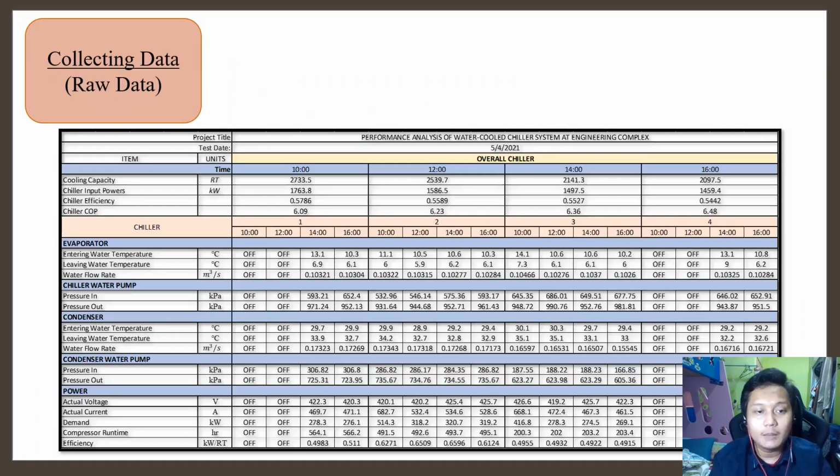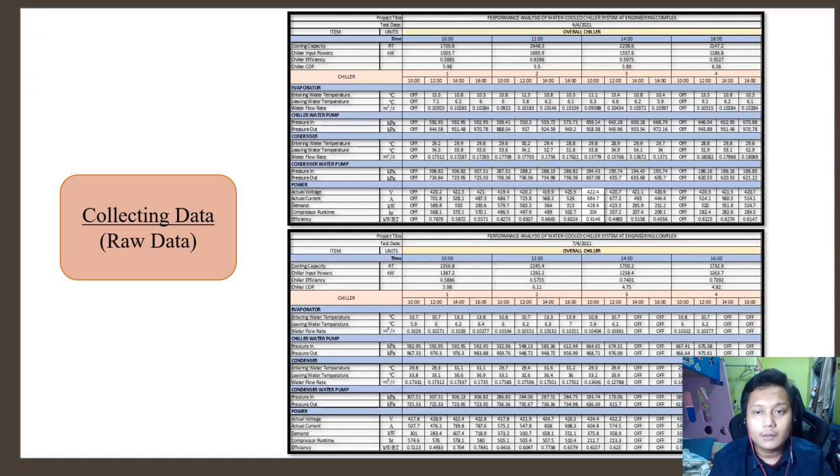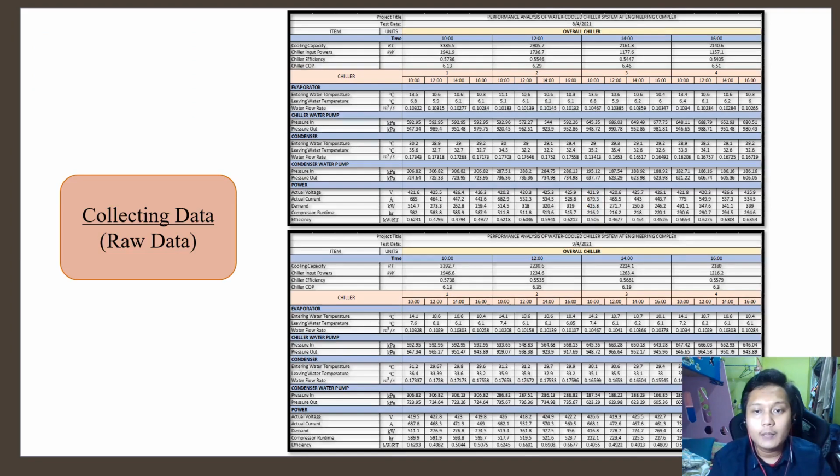and this is the table made using an Excel spreadsheet to collect and record the data, which we have evaporator, chiller water pump, condenser water pump, and power. This is the overall chiller. We have cooling capacity, chiller input, chiller efficiency, and chiller COP. As I said, this is for the overall. This is for 6 and 7 April, 8 April, and 9 April.